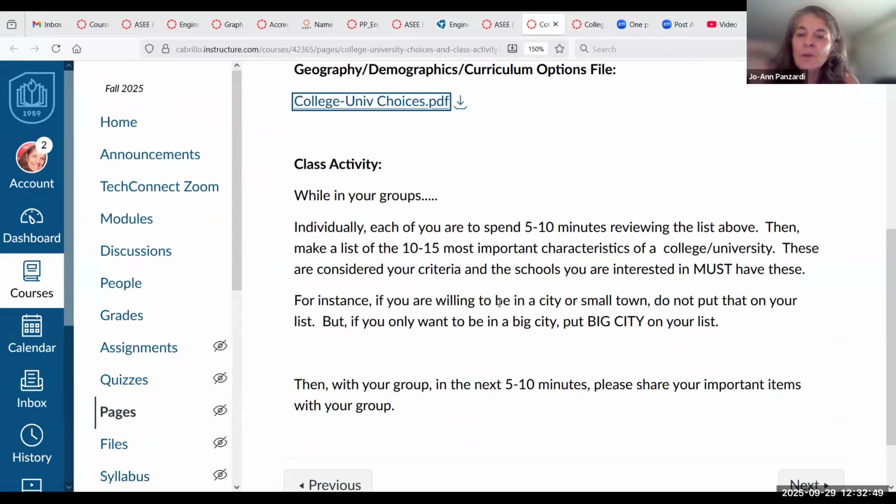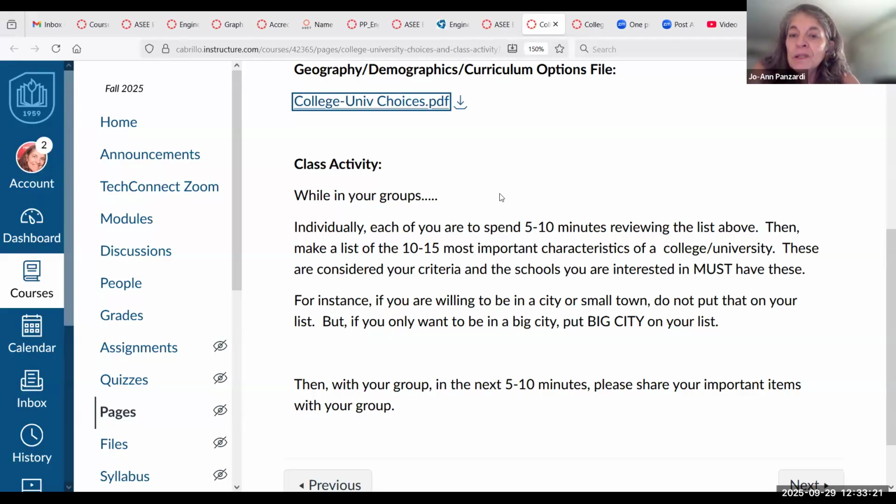For instance, if you're willing to be in a city or a small town, do not put that on your list because it doesn't matter to you. But if you only want to be in a big city, then put a big city on your list because that's going to be one of the criteria. So in the end, you should have a list of 10 to 15 things that are most important for you in a school.